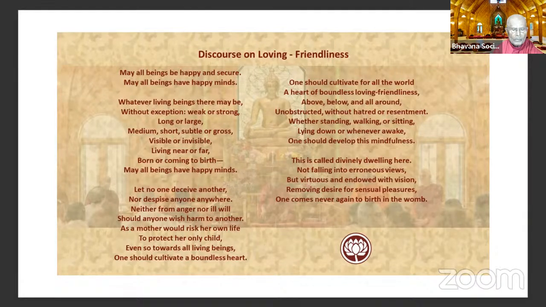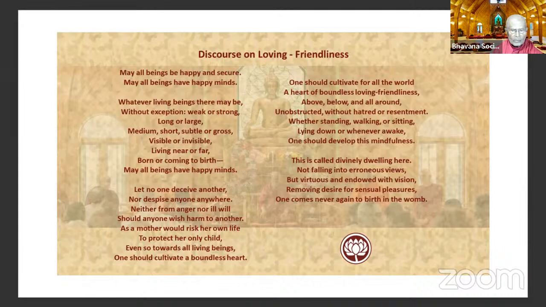Let no one deceive another, nor despise anyone anywhere. Neither from anger nor ill will should anyone wish harm to another. As a mother would risk her own life to protect her only child, even so towards all living beings, one should cultivate a boundless heart. One should cultivate for all the world a heart of boundless loving friendliness, above, below, and all around, unobstructed, without hatred or resentment, whether standing, walking, or sitting, lying down, or whenever awake.